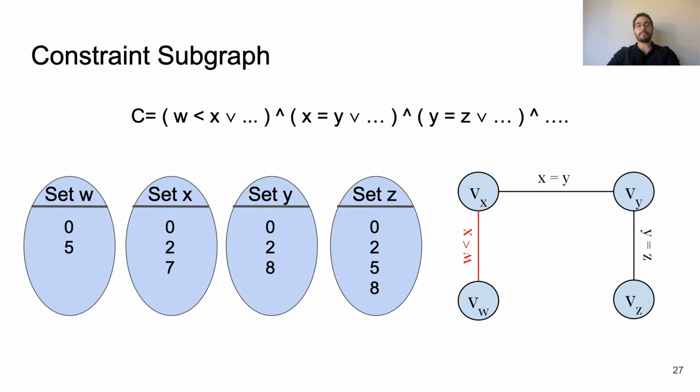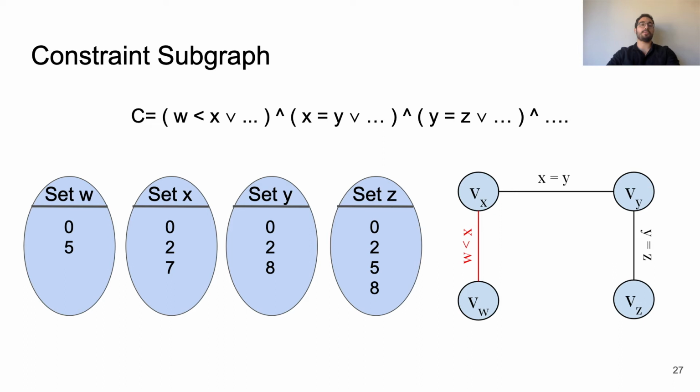I walked through the algorithm with an example, but the encoding can be extended to any example with any level of difficulty. Here, we have 4 sets W, X, Y, Z and 3 constraints of W less than X, X equal to Y, and Y equal to Z. The dots show other constraints that don't matter for this example.